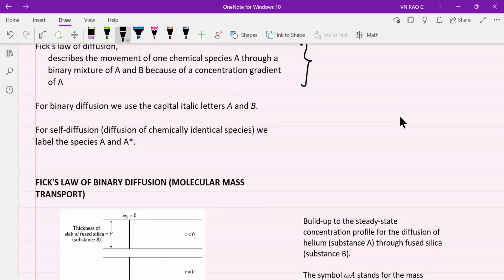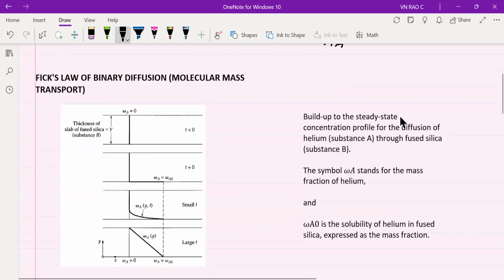For binary diffusion, we use the capital italic letters A and B. Suppose I want to write the diffusivity of A through B, we write D_AB. There is one more definition called self-diffusion, in which diffusion of chemically identical species takes place. This is given as D_A star.